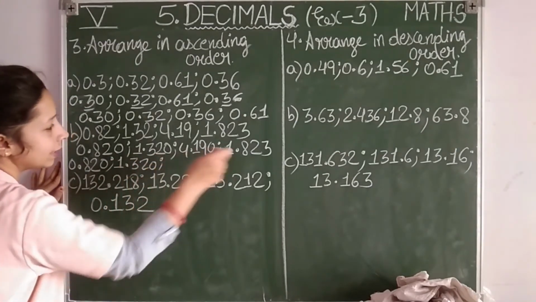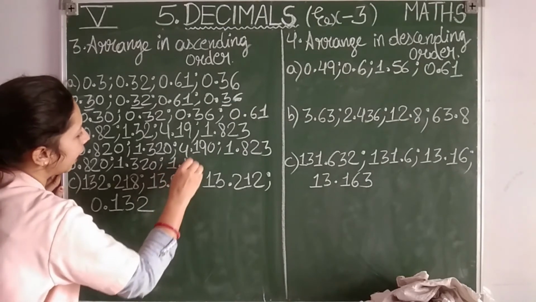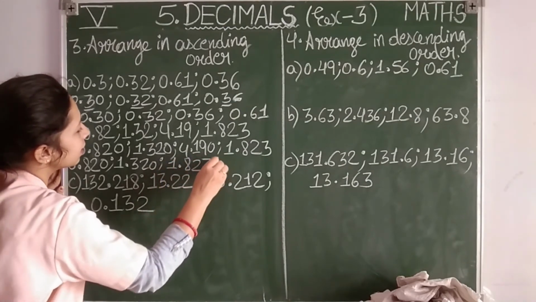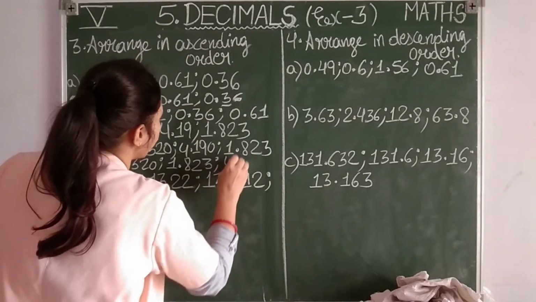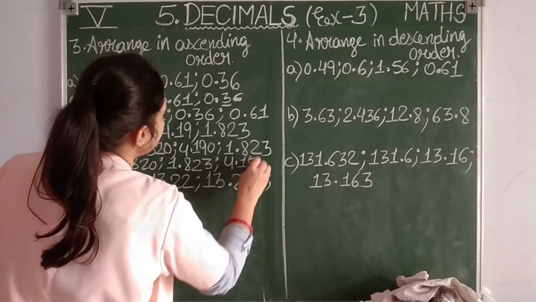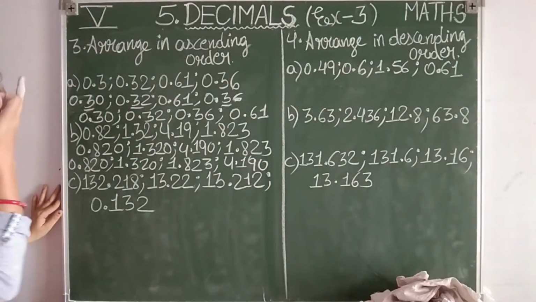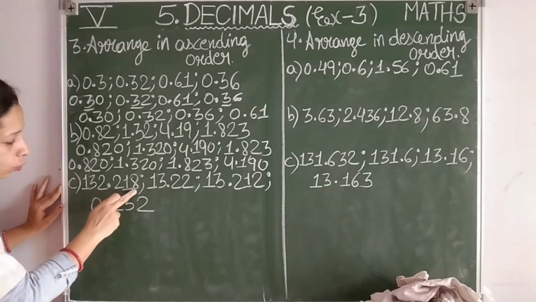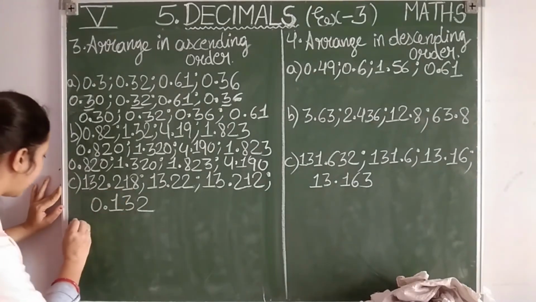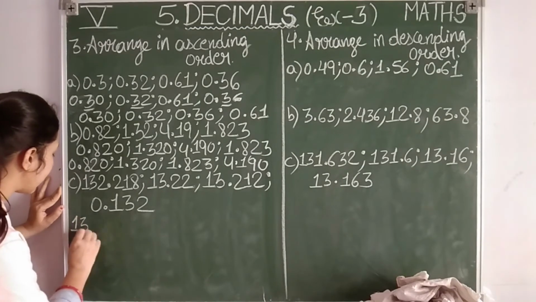1.320, then 1.823, then at last the greatest decimal number with whole number 1, 4.190. Clear students? Okay. Last one again up to thousands places there. So let us write it in like decimals first.